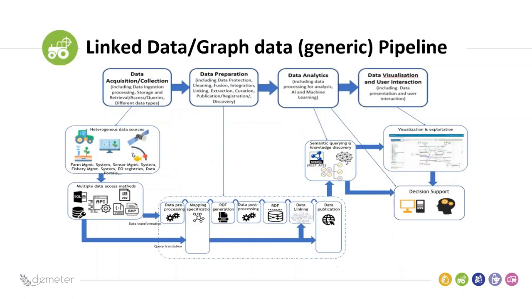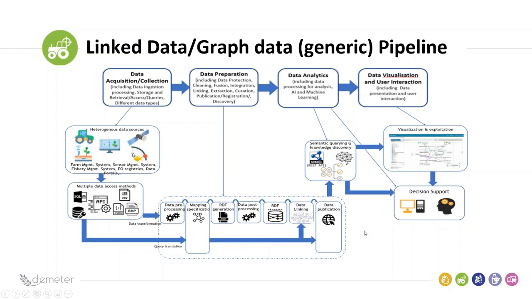There are many of these pipelines. Here is the linked data graph data pipeline for knowledge graph, linked data, data collection and presentation. So we see that we follow the same four main steps. Now there are heterogeneous data sources with different access methods for data management. Data preparation here includes also graph processing and provisioning of this with data publication and linking, use of data queries, support for analytics, and then algorithm for decision support and visualization.